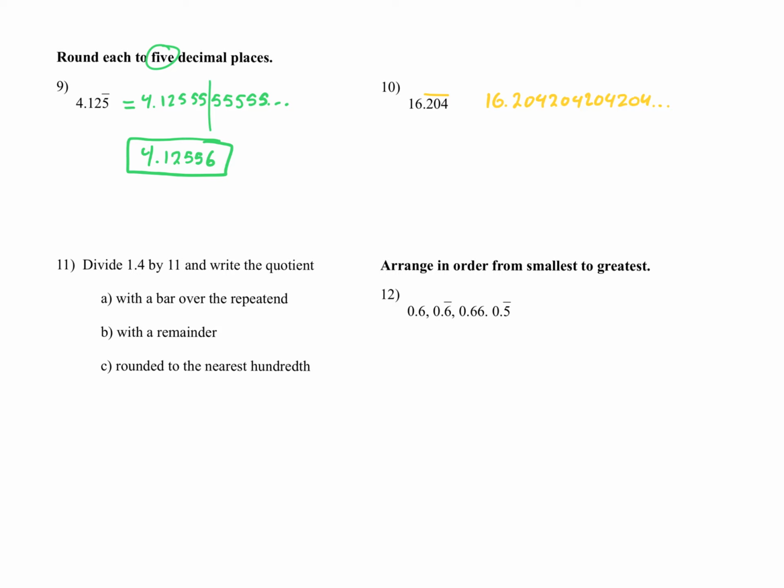So again, I want to cut it off after 5 decimal places. So 1, 2, 3, 4, 5. I want to cut it right there. So I have 5 decimal places. I'm going to look at this next number. Since it is smaller than 5, this does not round, it just stays the same. So then my number is going to be 16.20420.